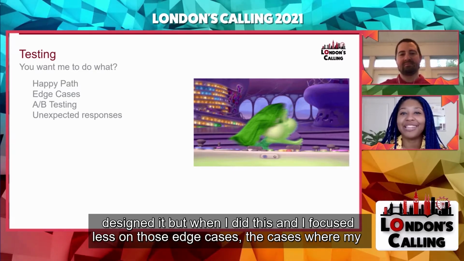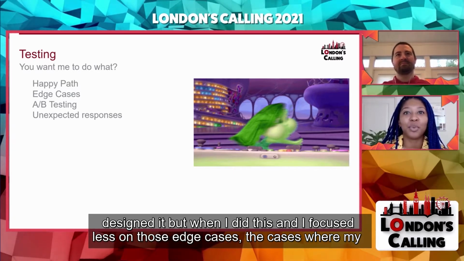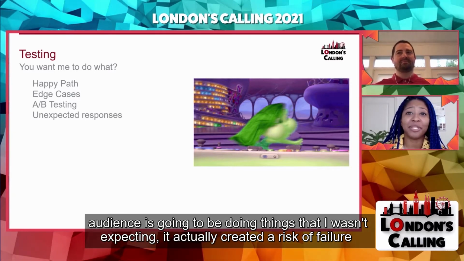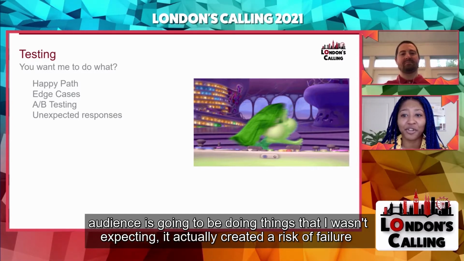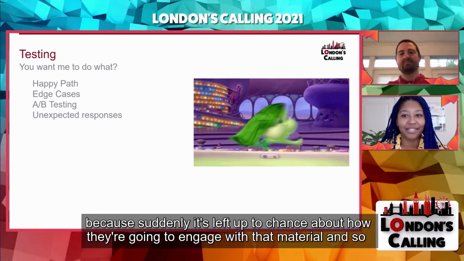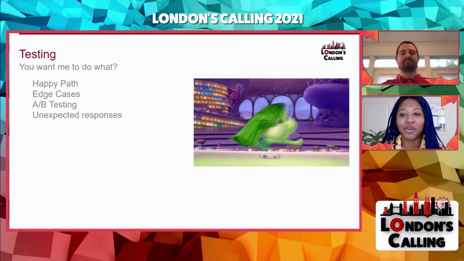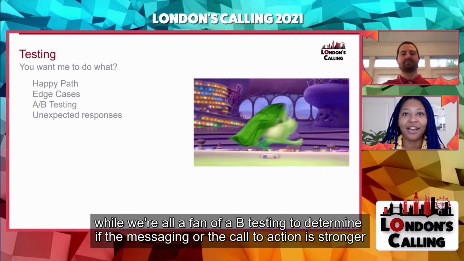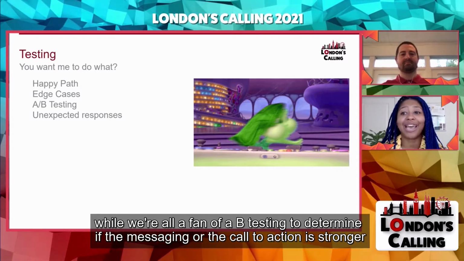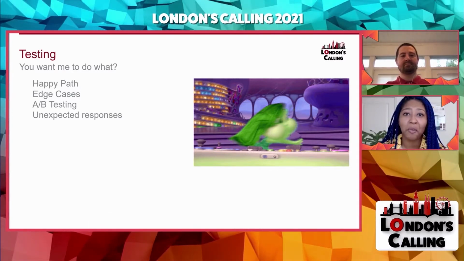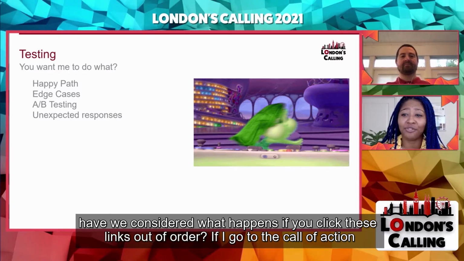But when I did this and I focused less on those edge cases, the cases where my audience is going to be doing things that I wasn't expecting, it actually created a risk of failure, because suddenly it's left up to chance how they're going to engage with that material. And so while we're all a fan of A/B testing to determine if the messaging or the call to action is stronger, have we considered what happens if you click these links out of order?